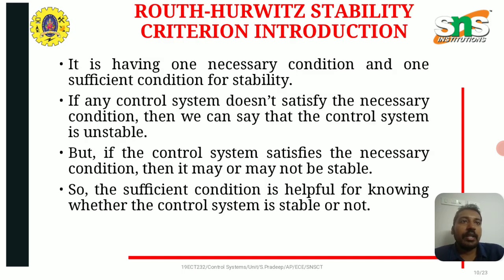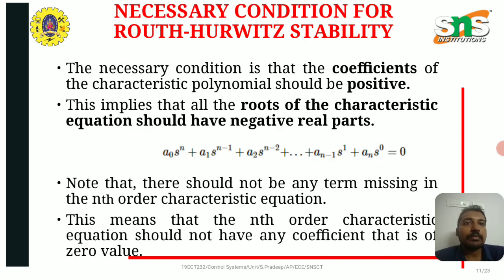Routh Hurwitz stability criterion: it has one necessary condition and one sufficient condition for stability. If any control system does not satisfy the necessary condition, then we can say that the control system is unstable. But if the control system satisfies the necessary condition, then it may or may not be stable. So the sufficient condition is helpful for knowing whether the control system is stable or not.